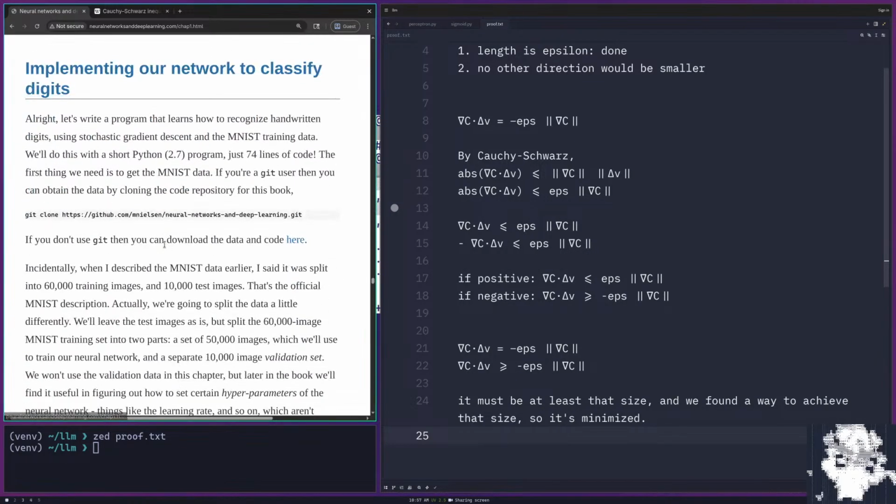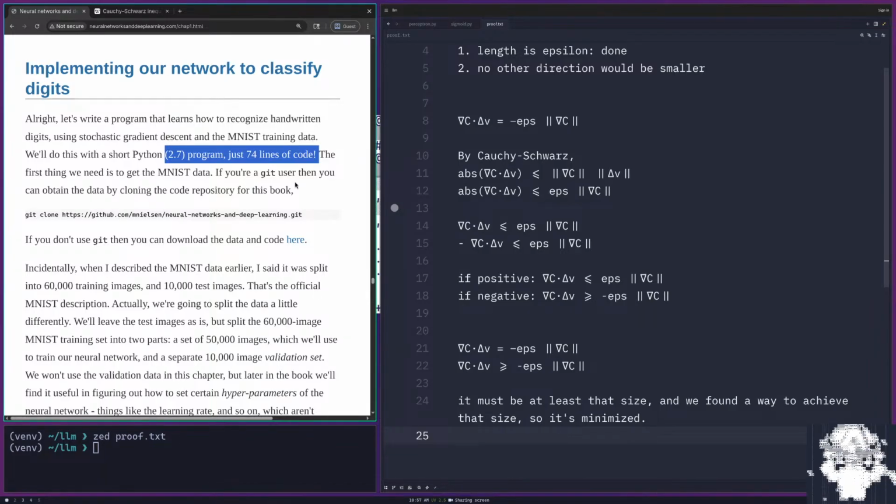All right. Now we're getting into the coding, the actual implementing. Implementing our network to classify digits. All right, let's write a program that learns to recognize handwritten digits using stochastic gradient descent and the MNIST training data. We'll do this with a short Python 2.7 program, just 74 lines of code. No, we will not. We're not going to be using Python 2.7. We're not going to be using this book's code. We're going to write everything from scratch.